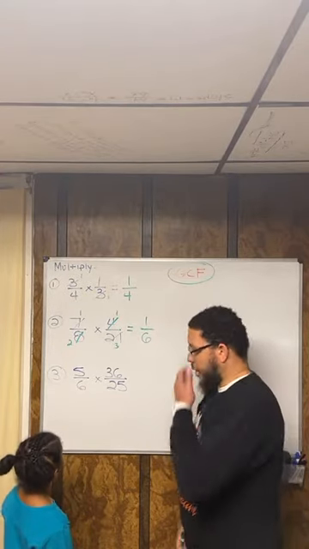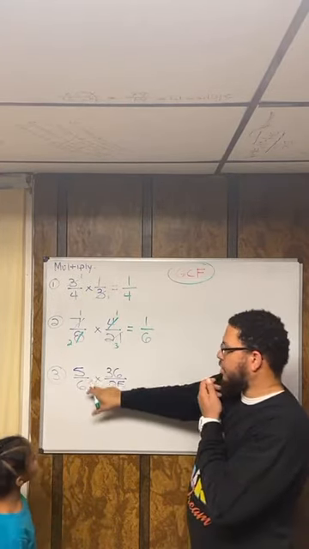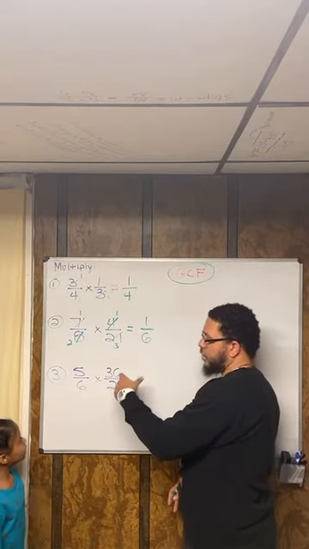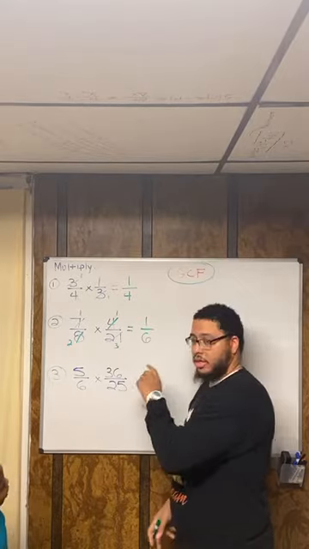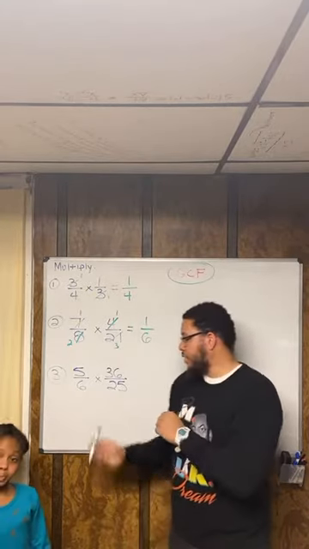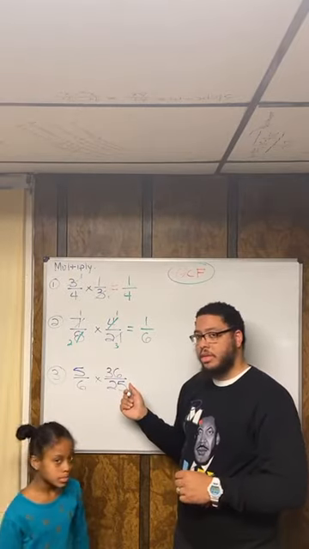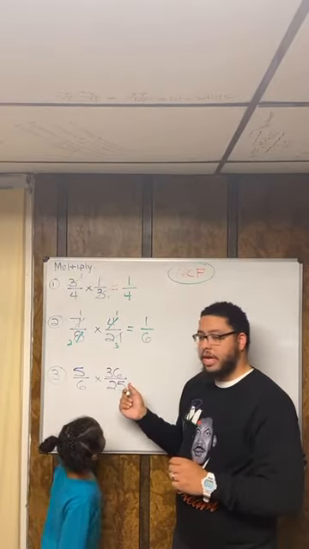Now go down to number 3. Number 3, we got 5/6 times 36/25. Now this fraction is crazy. It's called an improper fraction. It's called an improper fraction, not because the numbers are large, but because the numerator is larger than the denominator. Whenever your numerator is larger than your denominator, there's a term for that.